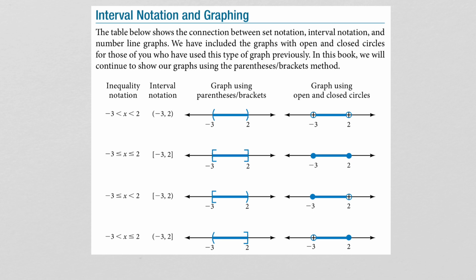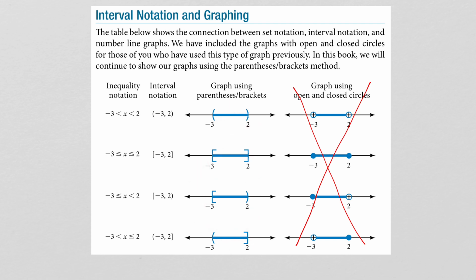Now, there is another way to indicate that you are not including the endpoints, and you can do that by using the open circle here, whereas a closed circle, like you see here, would indicate that it is included. Okay, so this is an alternative way of doing it, but for this class, let's just go ahead and not worry about that. We're always going to use this method.